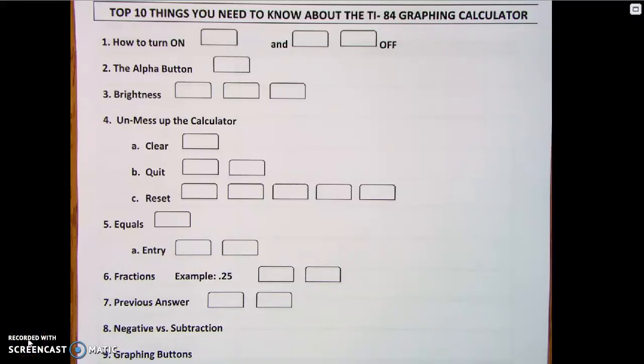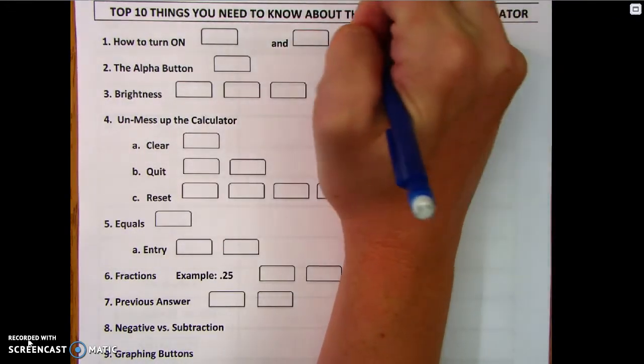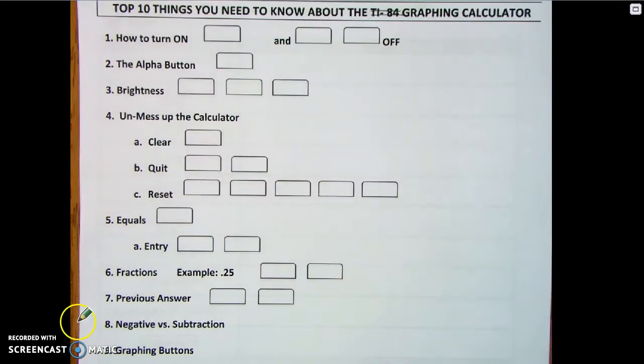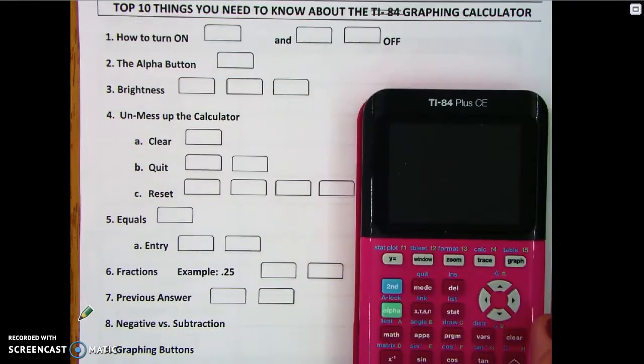Hi, I'm going to start on the back of your sheet, the top 10 things you need to know about the TI-84 graphing calculator. Of course, some of you don't necessarily have a TI-84. Some of you have this TI-84 Plus like I do. So some things might be slightly different depending on the model of graphing calculator that you have. But if you have any questions, maybe ask the people around you or write them down for me when I get back, and I can help you figure out some of these settings on your calculator.